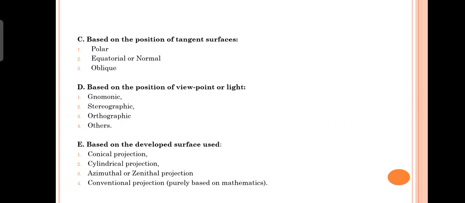Fourth is based on the position of viewpoint or light. First one is gnomonic, second one is stereographic, third one is orthographic, and other projections. Fifth is based on the developed surface used. First one is conical projection, then cylindrical, then azimuthal or zenithal projection, and the last one is conventional projections, that is, purely based on mathematics.